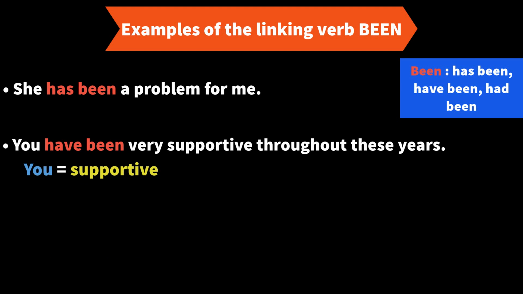From a particular point of time in the past up to now, you have been in a particular state of being, which is supportive. You've been very supportive. Now, let me show you an example of the verb being. This includes am being, is being, are being, was being, were being, right? All these verbs. So let me show you an example.